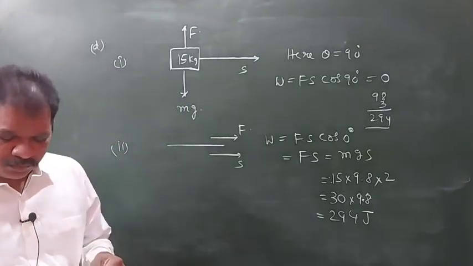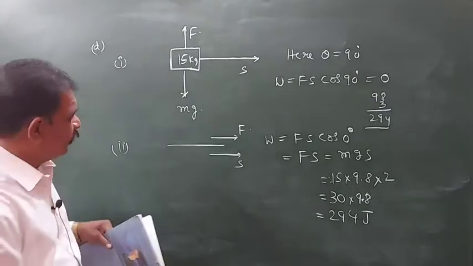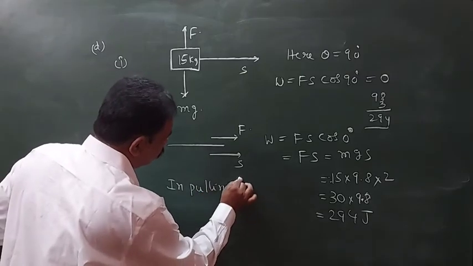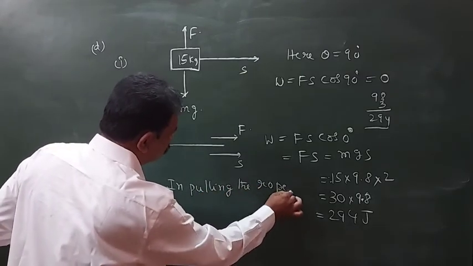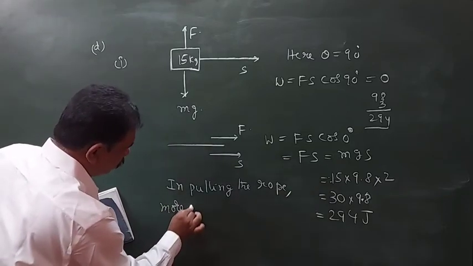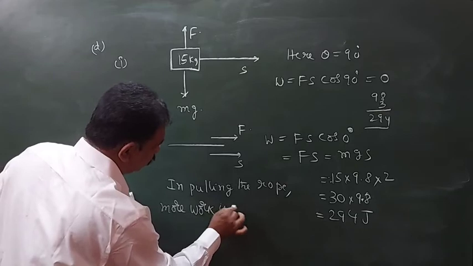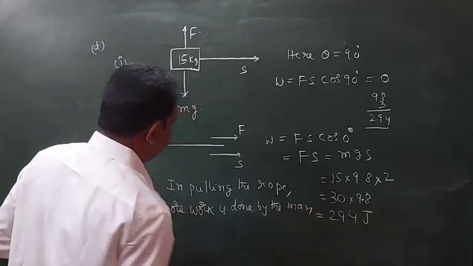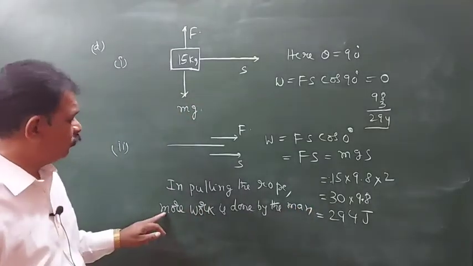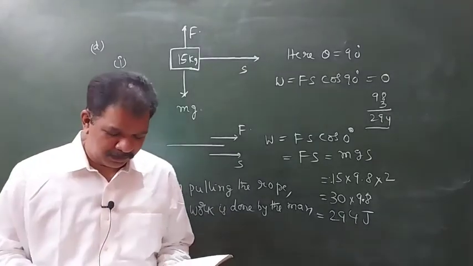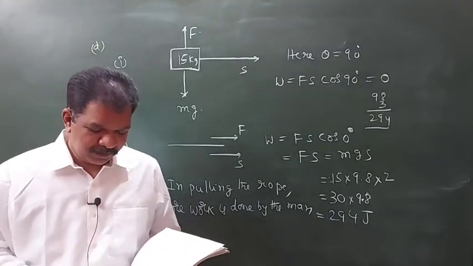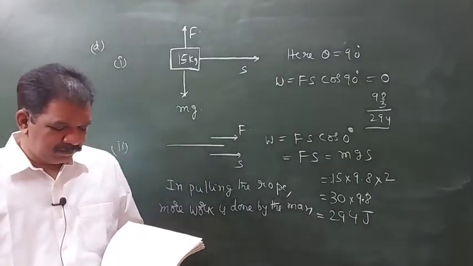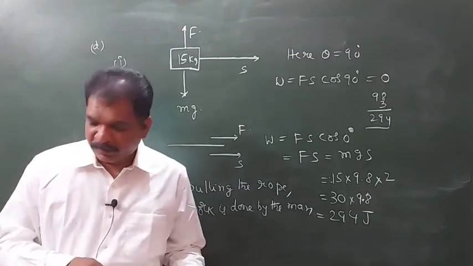In which case more work is done? In pulling the rope, more work is done by the man. Okay. Next, after finishing that, question number 6, you see, underline the correct alternative.